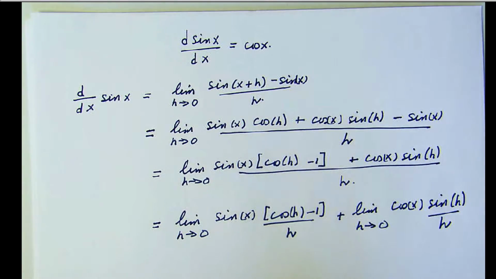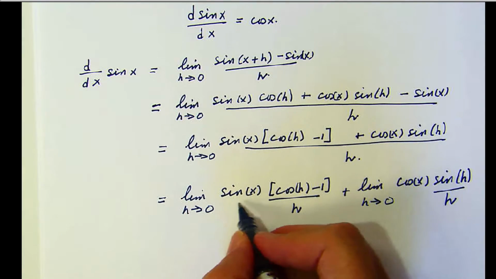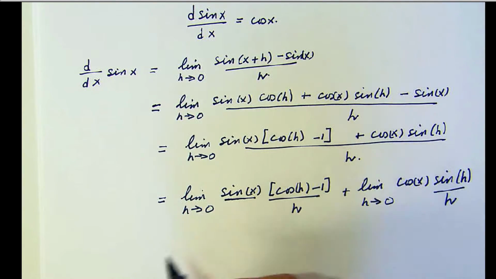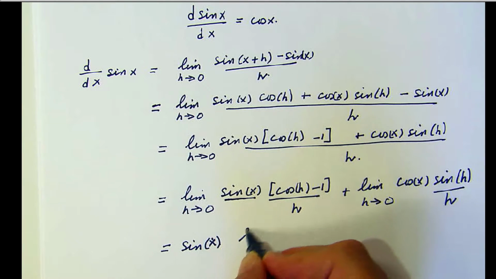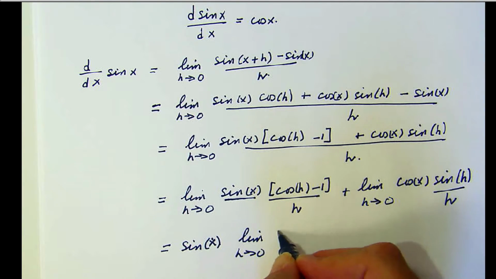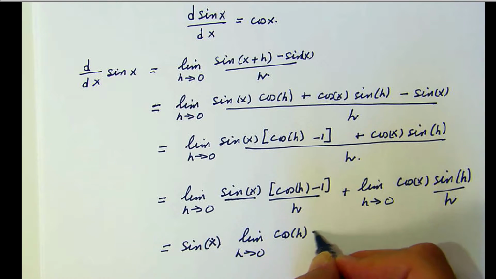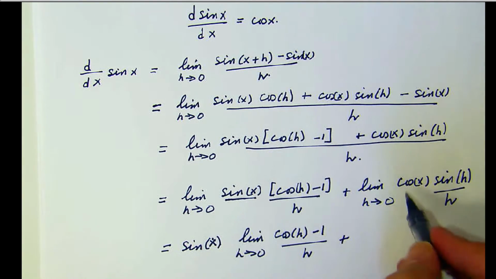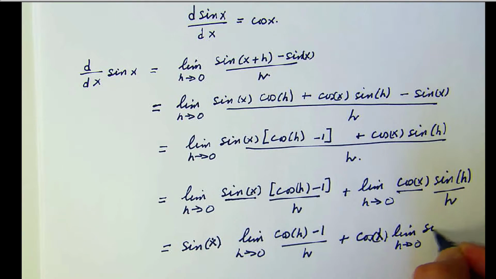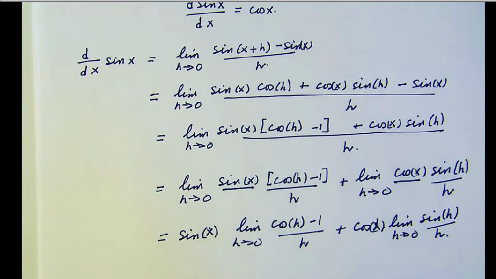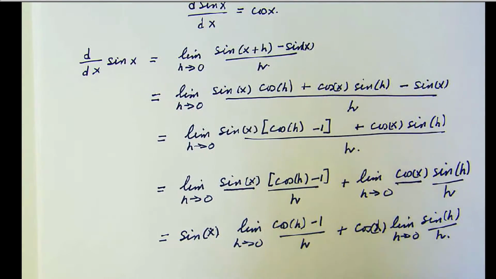Now recall that as h goes to 0, x is not changing. So this sine of x is a constant as far as h is concerned, so I can pull that out of the limit here. So that's sine of x times the limit as h goes to 0 of cosine of h minus 1 over h plus, and likewise I can pull out the cosine here because it's not changing as h is changing. So cosine of x times the limit as h goes to 0 of sine of h over h.